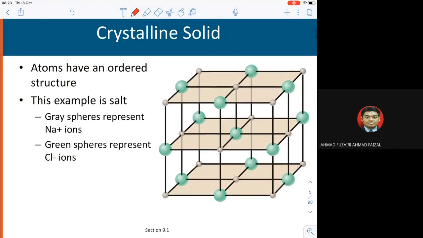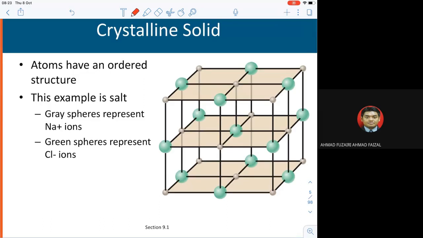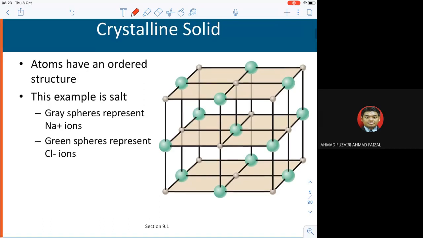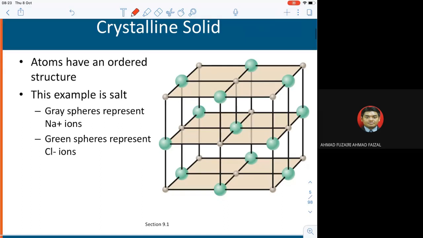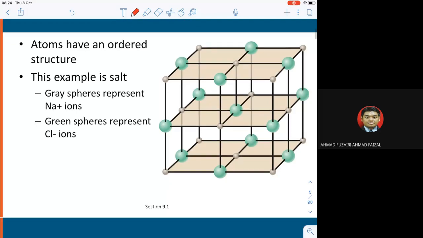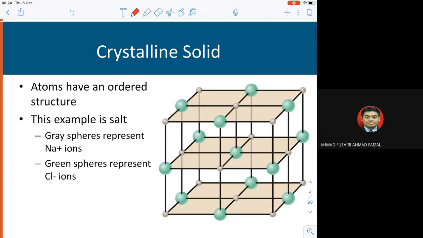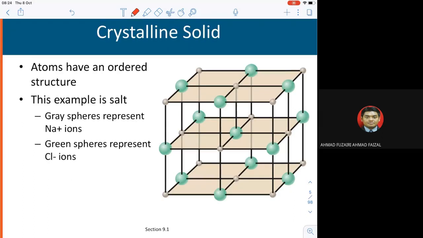So this example is salt. You learn in chemistry how salt is made. It is made from sodium ions with a plus charge and chloride ions. So what is amorphous? We have a crystalline solid with an ordered structure. The word crystalline means we have an ordered structure.